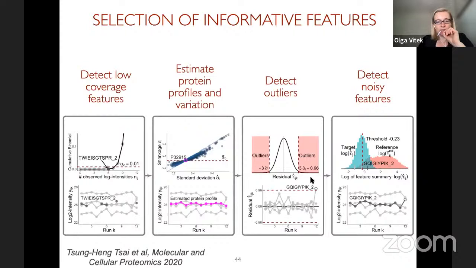And from this profile, we can find what are the individual outlying values. Now that we detected missing values and outliers, again using some statistical argument, there is an additional argument to say these features are overall too noisy, right? They have outliers, they have larger noise than what we expect. So we essentially look at the distributions of variances of the individual features. And this allows us to eliminate features with low coverage, detect outliers, and detect features which are overall too noisy computationally.